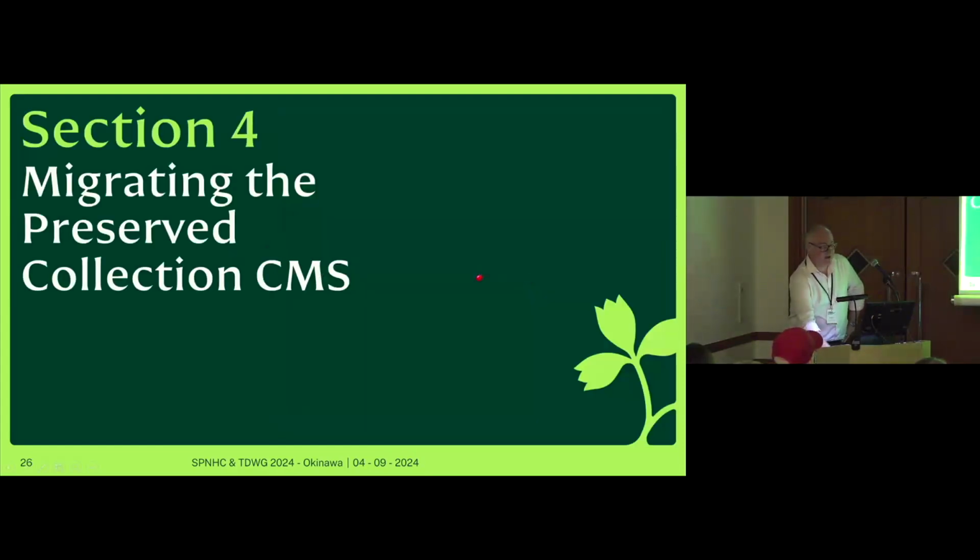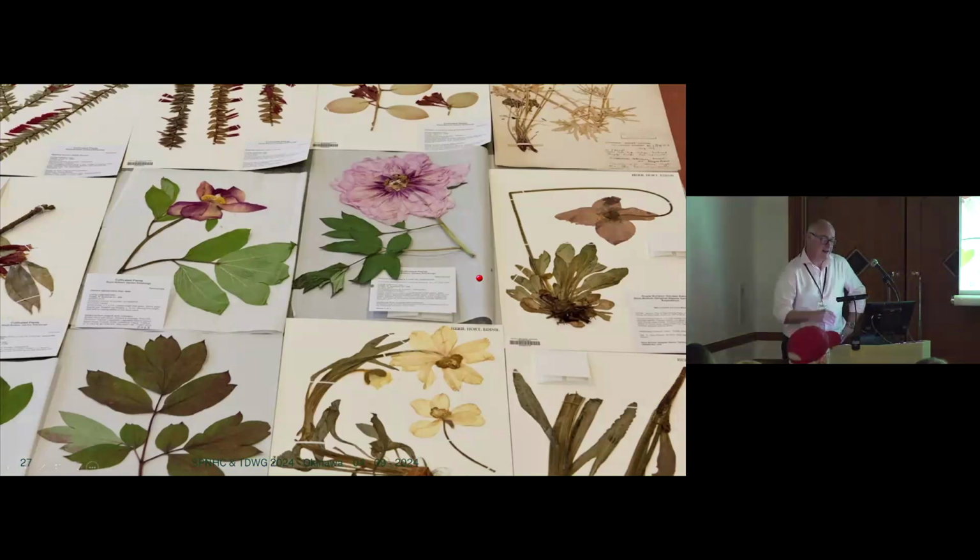Migrating the preserved collections. This decision was a bit harder because we hadn't got a decision matrix in place. And so we had a decision matrix, but we didn't have a migration pathway. So we ended up trying to migrate and then rolling back and trying again and rolling back again.